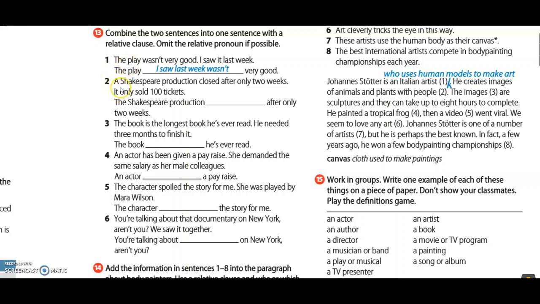So now guys, you have to answer from number 2 to number 6. Read the first one and then we have to answer the second one with the relative clause. Okay guys, so pause the video and then we will check the answers in a bit.